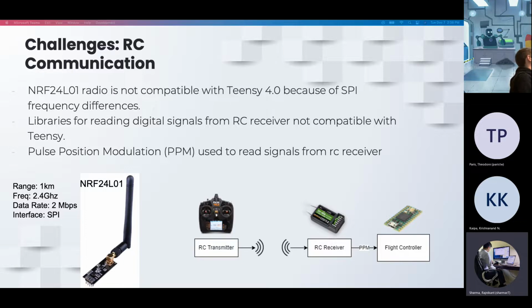Some people have gotten it to work, but we decided to just put our effort more towards the controller rather than getting radios to work. So we went with just a standard RC transmitter and receiver, and then we use pulse position modulation, which uses the interrupt pins on the microcontrollers to basically time between pulses in the signal from the RC receiver.